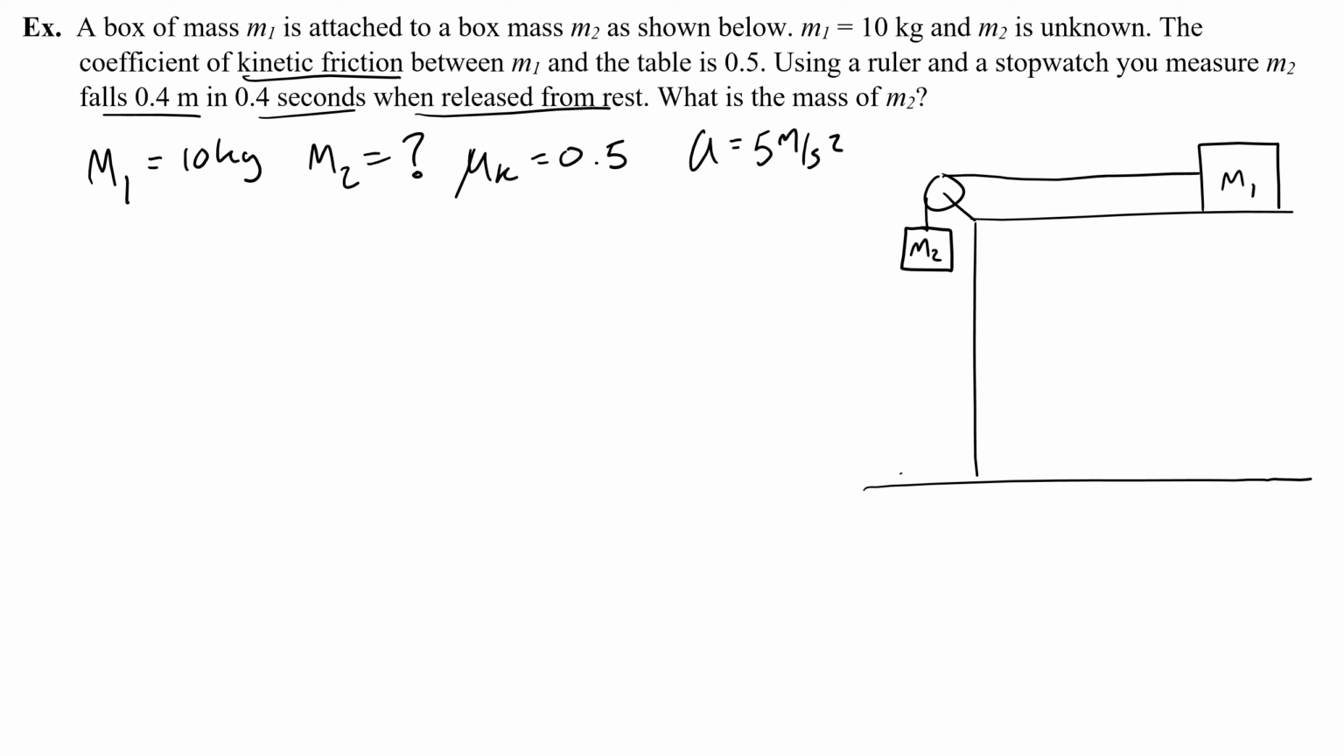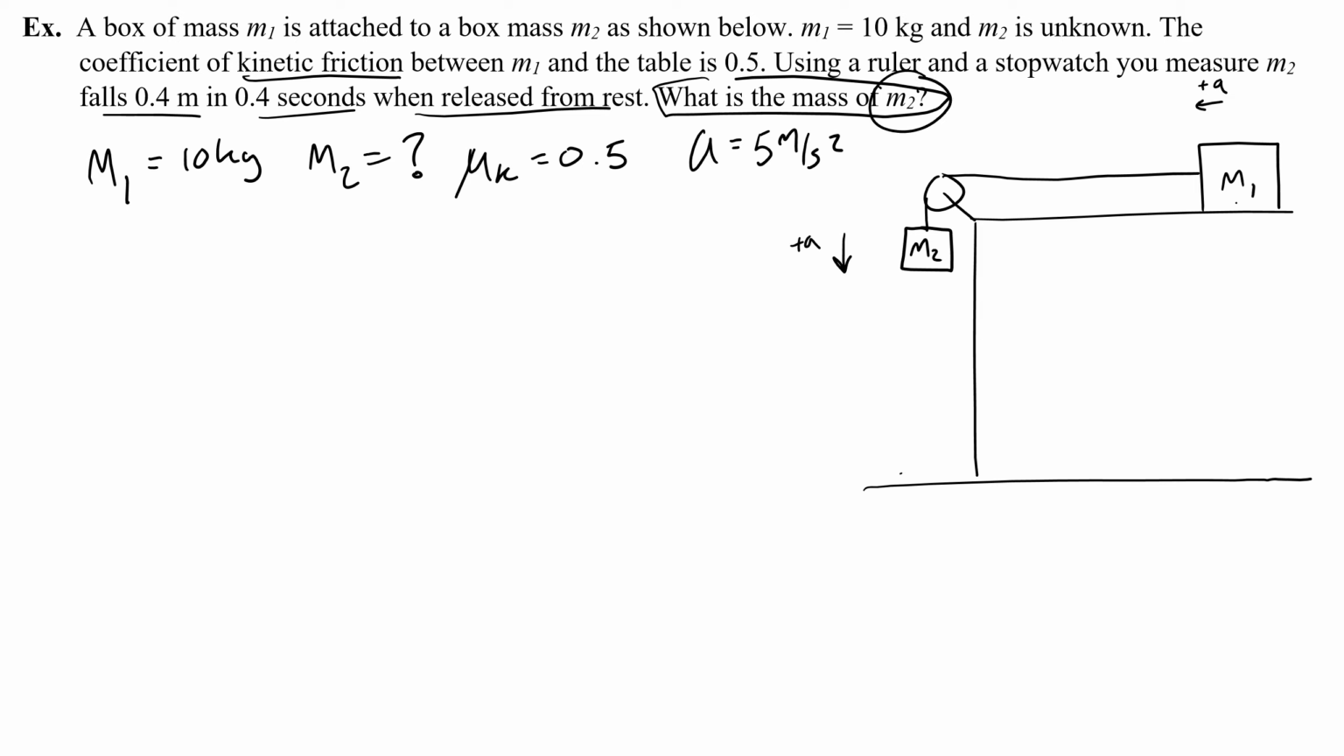Okay, now let's address the big question. What is the mass of M2? Okay, so clearly this thing is going to accelerate, and we know that the acceleration is 5 meters per second squared, and it's down for M2, and left for M1. So we're going to do our normal process. We're going to draw free body diagrams, and then we're going to write systems of equations and see if we can figure out how to get M2 by itself.